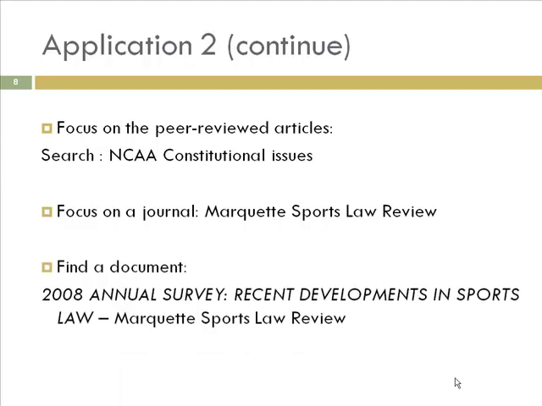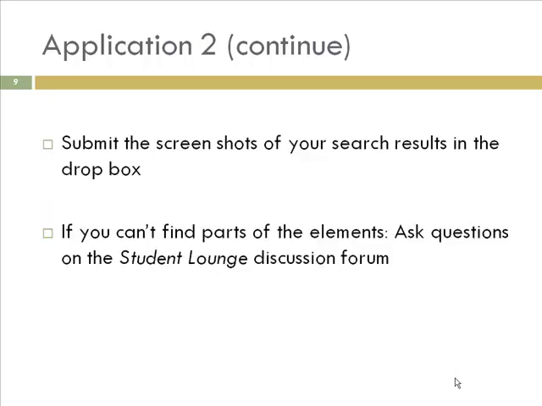And also to find a document, for example, the 2008 annual survey of the Marquette Sports Law Review, which is very essential that you are able to find, because Marquette Sports Law Review is kind of the Bible in sport law. So you need to know their reports and know how to access them. Then you submit your screenshot on the Dropbox. I ask, of course, for the results of your research, so the page that you found. And if you can't find parts of what I asked for, please ask your question on the Student Lounge discussion forum, and either I or your colleagues will try to answer your questions.